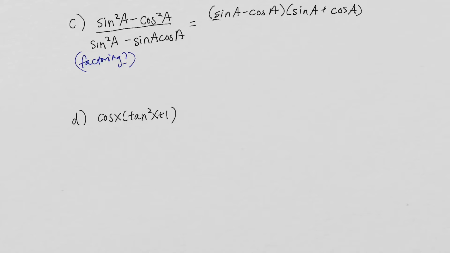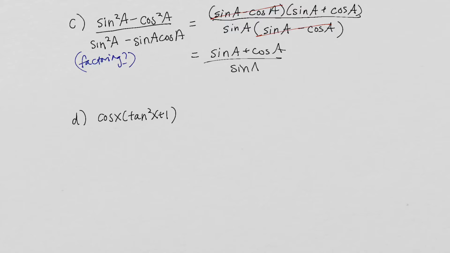Right? And then the denominator, both of those terms have a sine in it. So let's pull sine out to the front. And then we're left over with a sine in the first term and just a cosine in the second term, right? So that was just factoring with greatest common factor. Now I see that I have a perfect match here, so those can cancel. So now I have the sine of A plus the cosine of A all over the sine of A.